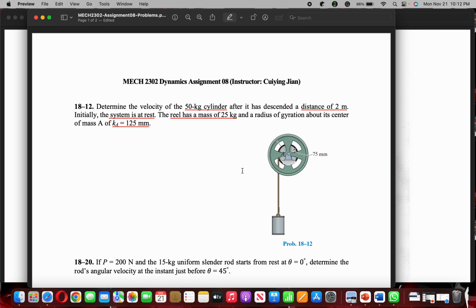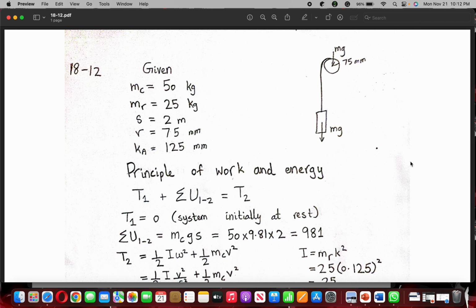So it has a pretty complicated shape, so that's why radius of gyration is given to us, and the radius of the reel is 75 millimeters. So we are given the mass of the cylinder, mass of the reel, the distance the cylinder has descended, the radius of the reel, and the radius of gyration.